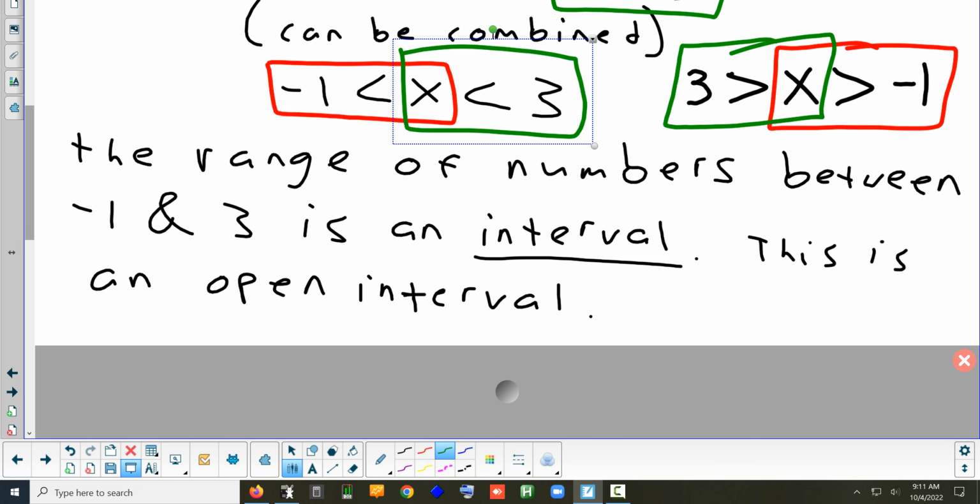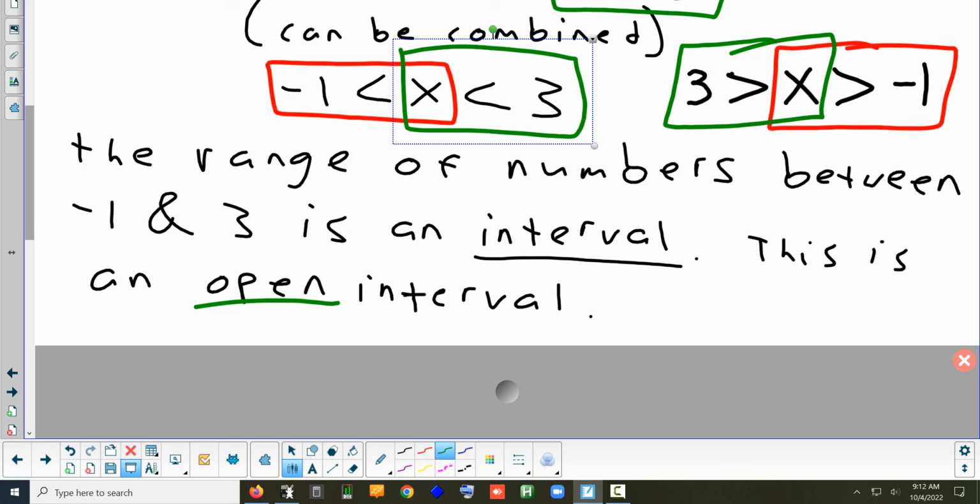So the range of numbers here that you are allowed to pick, this is called an interval. Between -1 and +3 is the interval of numbers I'm allowing you to pick from. And we're going to talk about a few different words that can describe intervals. This particular interval is called an open interval. There's open and there's closed. So we're going to talk about what each one of those means.